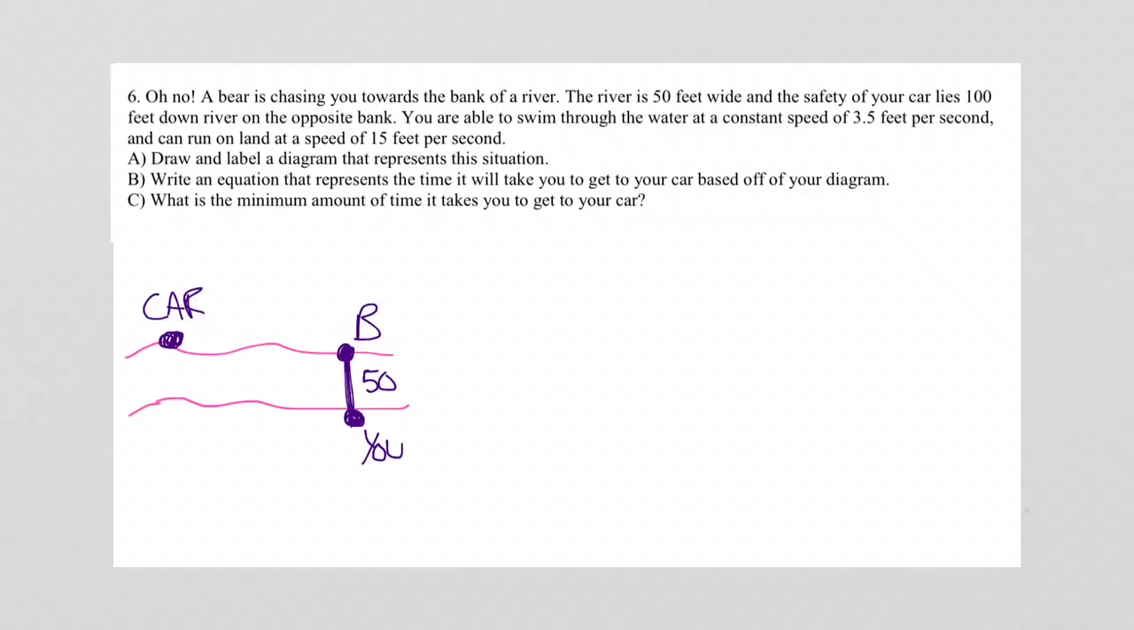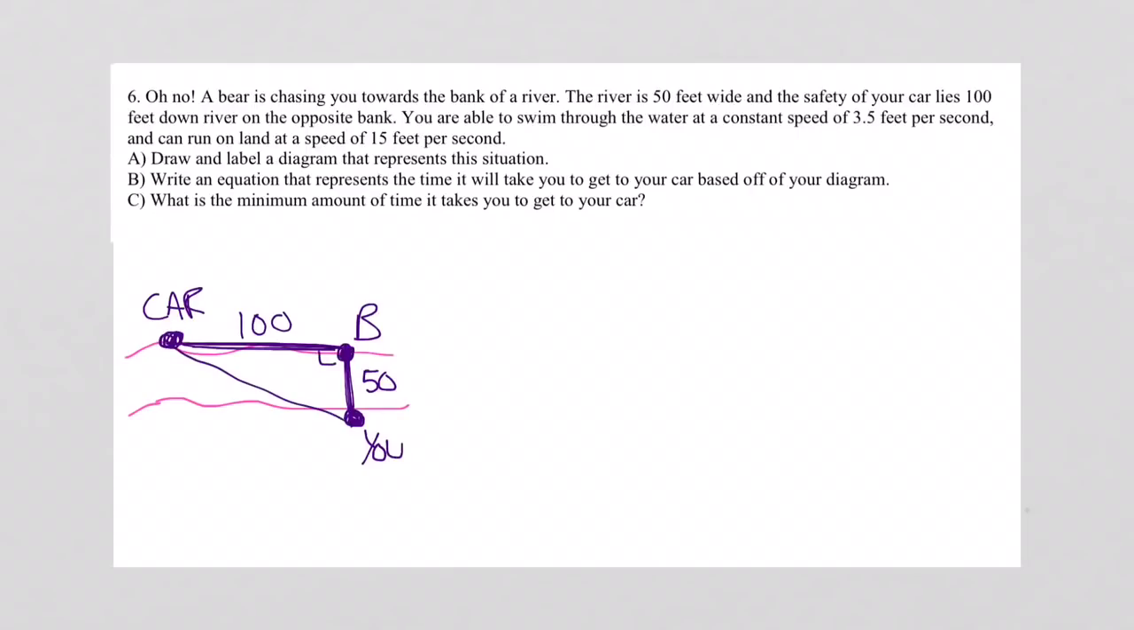And what else do we know? We know from the car to point B is 100. Yeah, 100 feet down the river on the opposite bank is your car. So we have that situation, right? And so we have this little triangular diagram. That doesn't look like a triangle, does it? Yeah, it is. It's a little triangle.